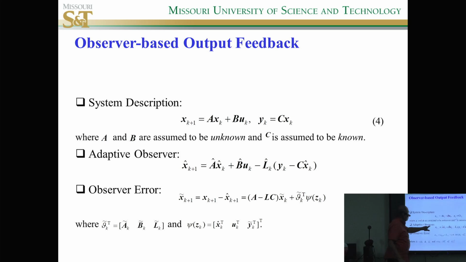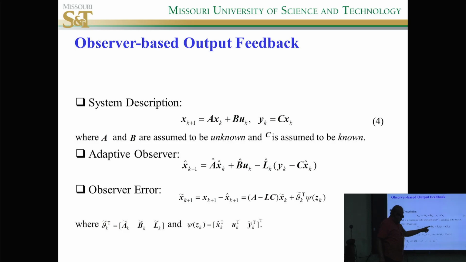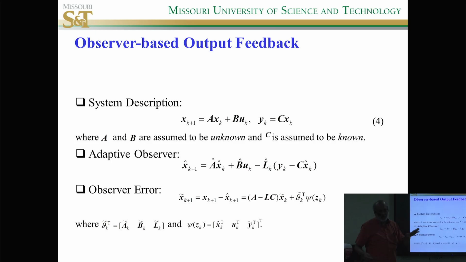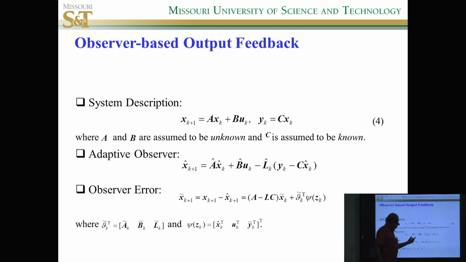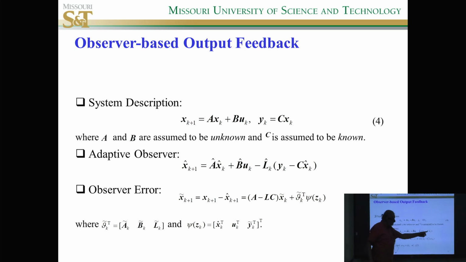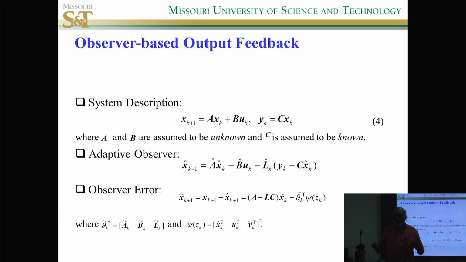So I'm using an observer. Remember that A and B are assumed to be unknown. C is known. So here you can see, here is my observer. I'm estimating A. I'm also estimating B. So this also is unknown. So I'm adding y_k minus C times, this is basically like a Luenberger observer. Okay, standard Luenberger observer. All right, so this L hat, you have to make sure that A hat minus L hat times C has to be observable. Okay, then you can actually find an L.